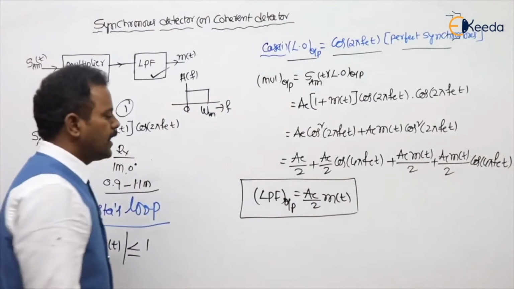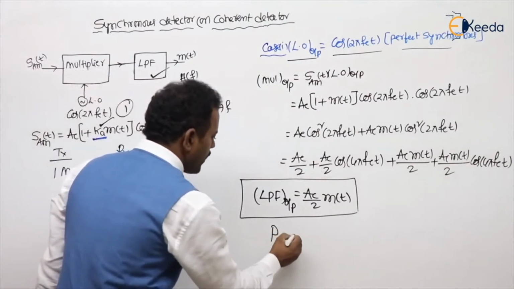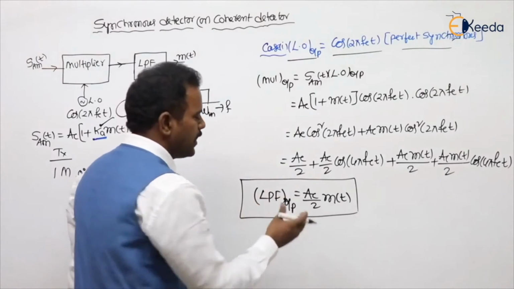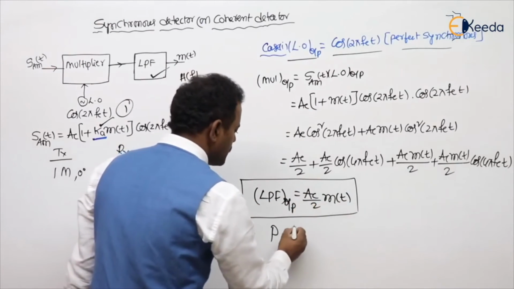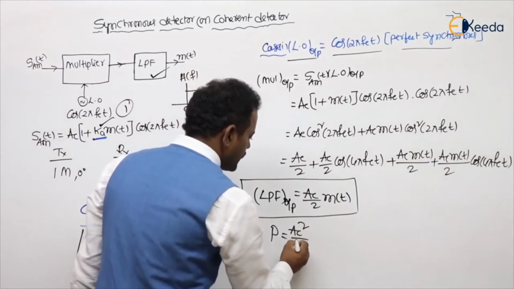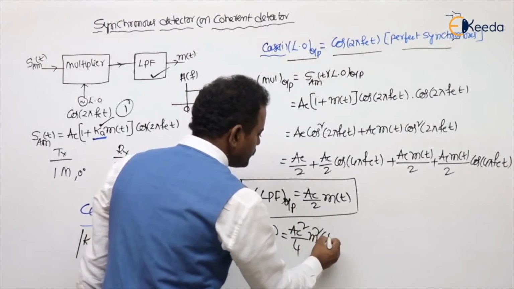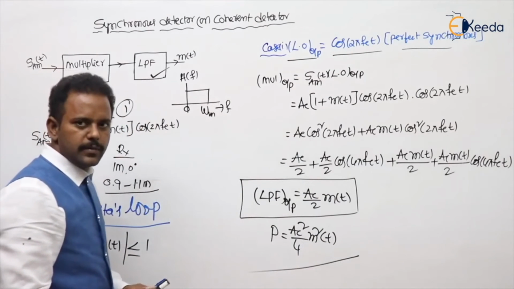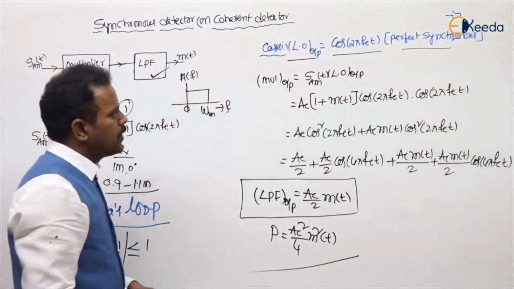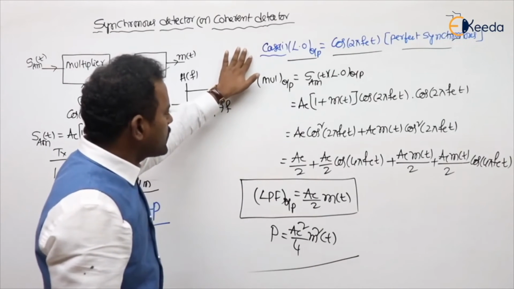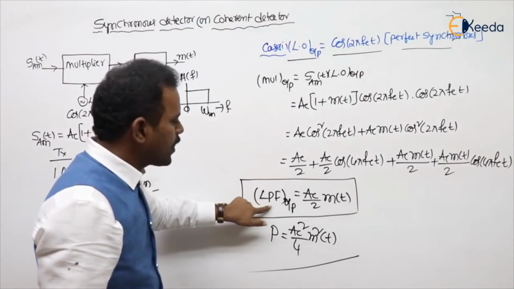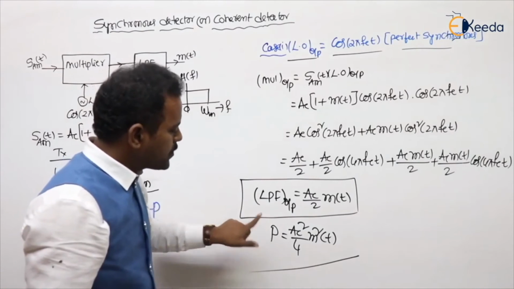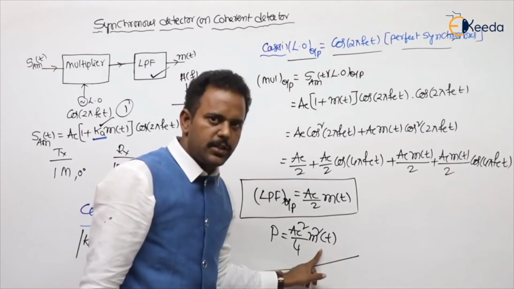Let's calculate the power also. If any cosine terms are there, power is the RMS value squared. If there are no cosine terms, simply square the signal and you will get the power. Got my point? So in the perfect synchronization case, the low pass filter output is Ac/2 m(t). Power is Ac square by 4 into m square of t, where m square means the power of the message.